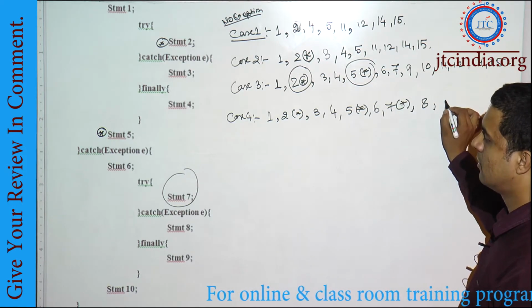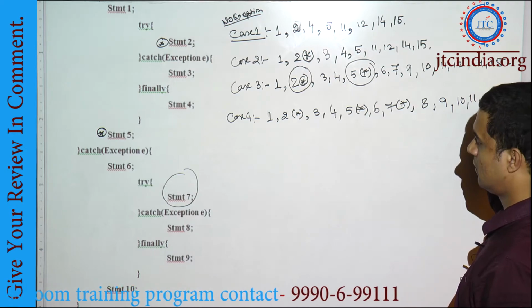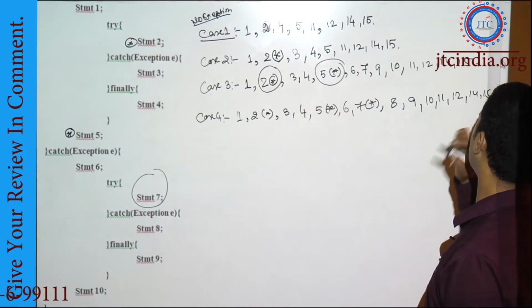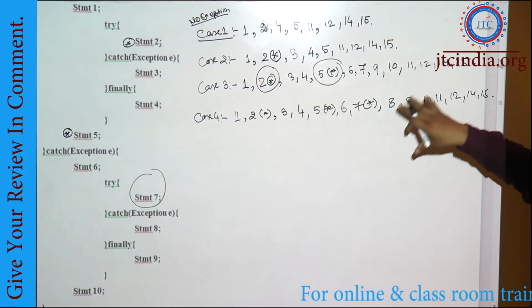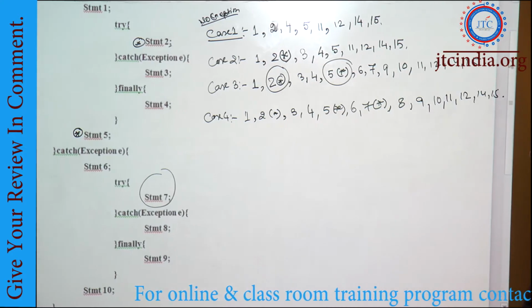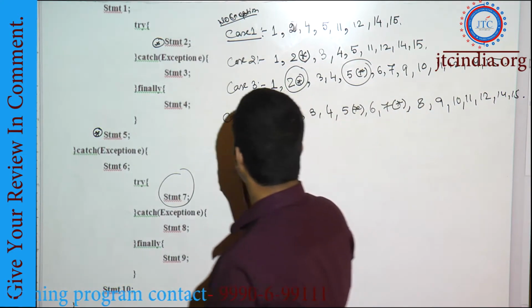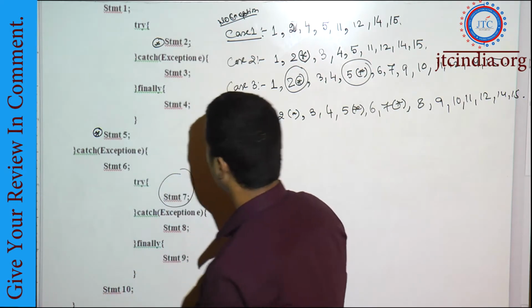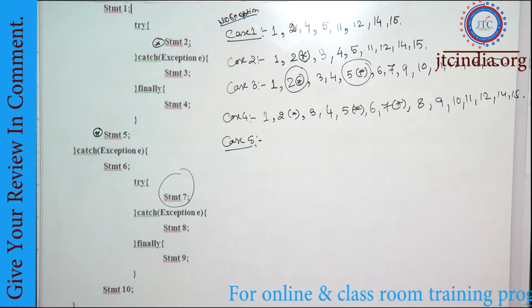So, 8, 9, 10, 11, 12, 14 and 15. All these statements are going to be processed whenever the exception occurs at different locations. Now, again, what am I writing here? Case 5. What is that case 5 I am writing now? Hope all of you have understood that.